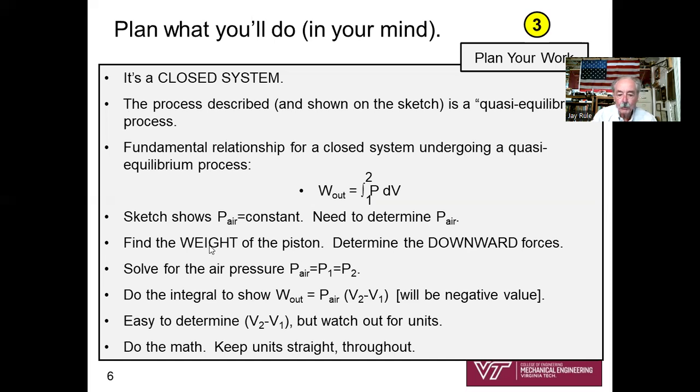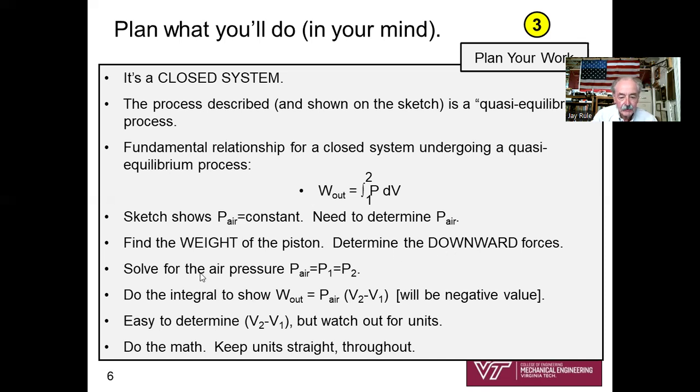Okay, I'll find the weight of the piston. So I'll determine all the downward forces. Let's see. The weight of the piston is downward. P of the atmosphere times A of the piston is the second downward force. Okay.